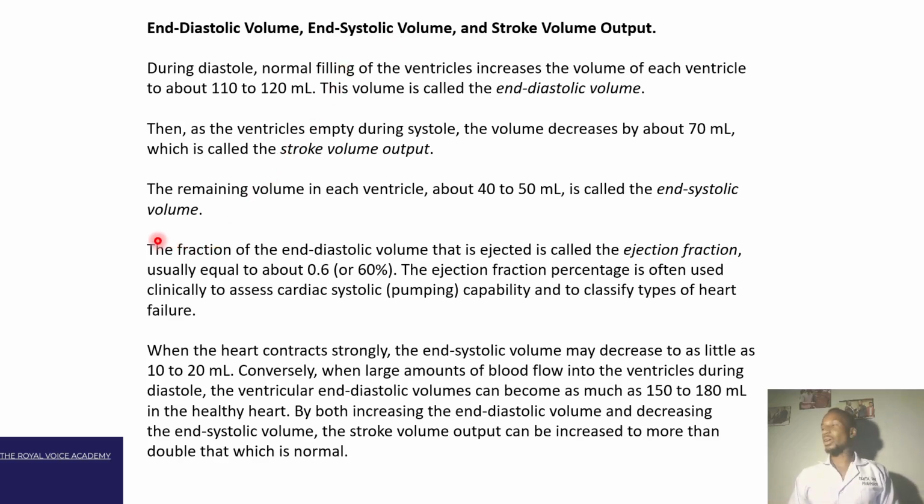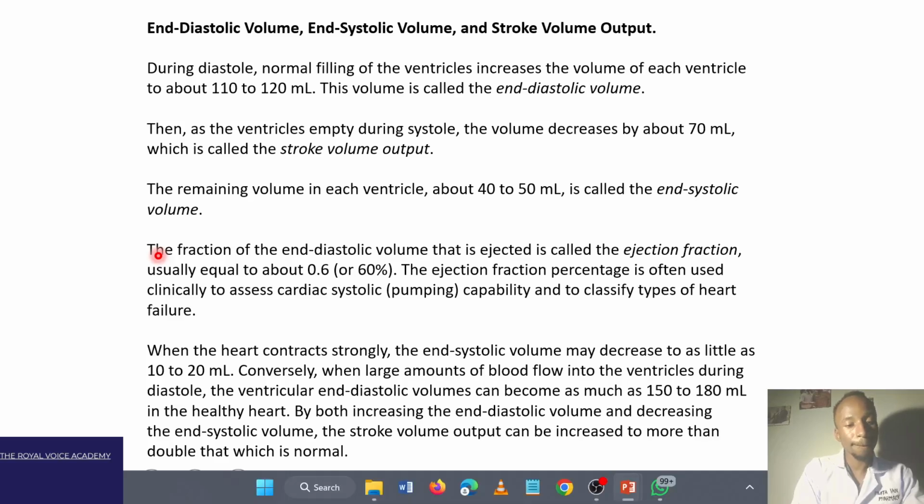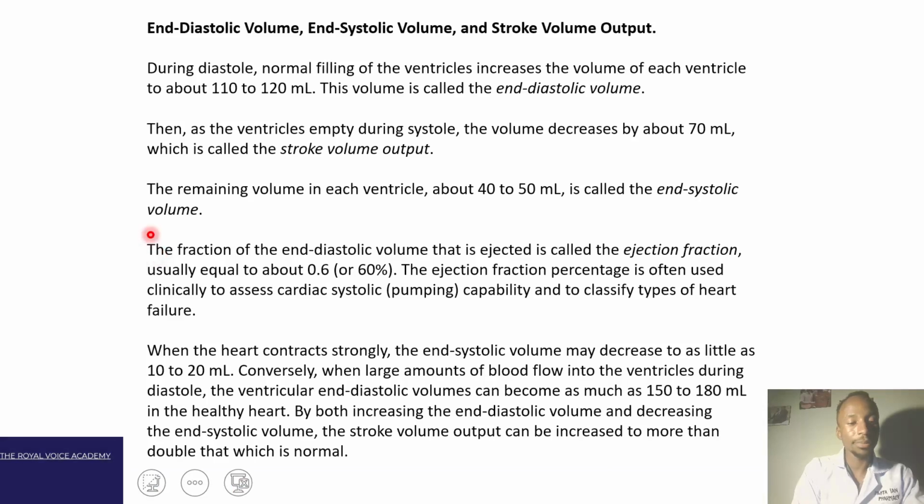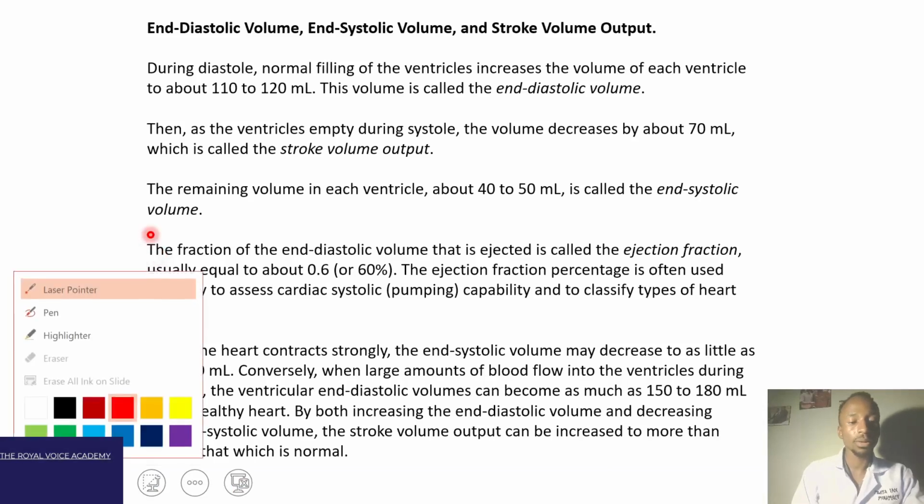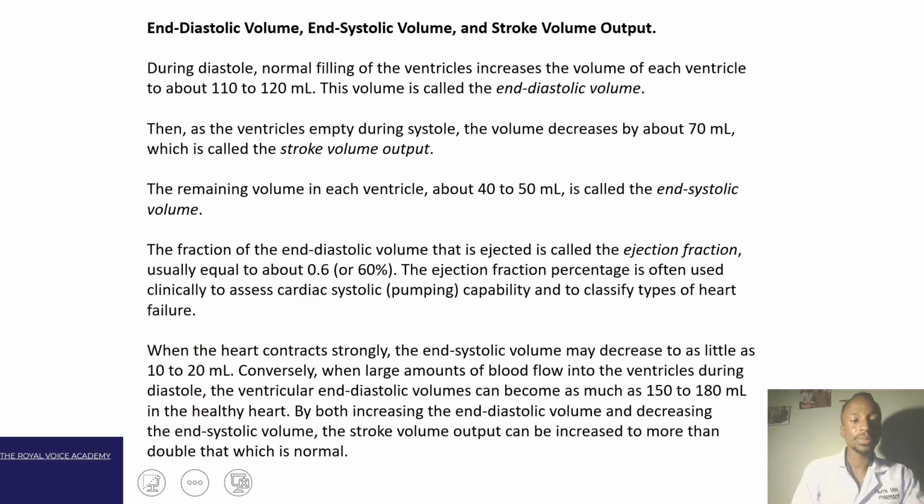Now let us focus on something here. The fraction of the end diastolic volume that is ejected is called the ejection fraction, usually equal to about 0.6 or 60%.